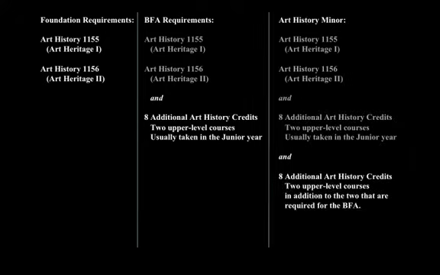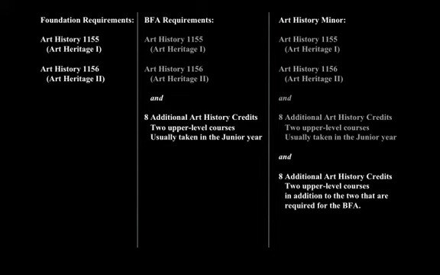Let's see. The art history minor, which some BFA students elect to undertake, is an additional 8 art history credits. They have to be upper level. You can do that in a minimum of 2 courses if they're 4 credits each. You see, 4 and 4 is 8. And so you could technically complete the art history minor with the 2 required art heritage courses, the 2 required upper level art history courses, and only 2 more art history courses.